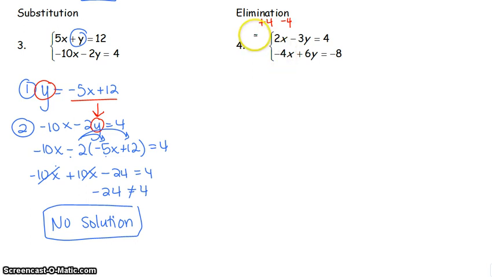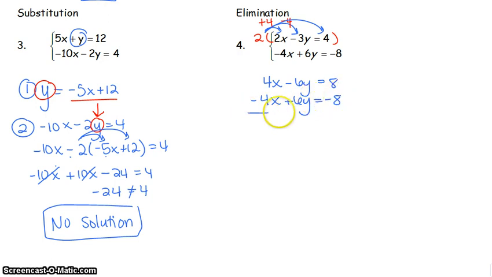So I'm going to multiply the top row by a positive 2. Remember, you could have chosen to eliminate the y's, doesn't matter. 2 times 2 gives us 4x. 2 times a negative 3 is a negative 6y. 2 times 4 is a positive 8. Just make sure that when you are doing your elimination method, that you're distributing that number to all the pieces on the left and all the pieces on the right. We did not change the second equation, so let's recopy that down.